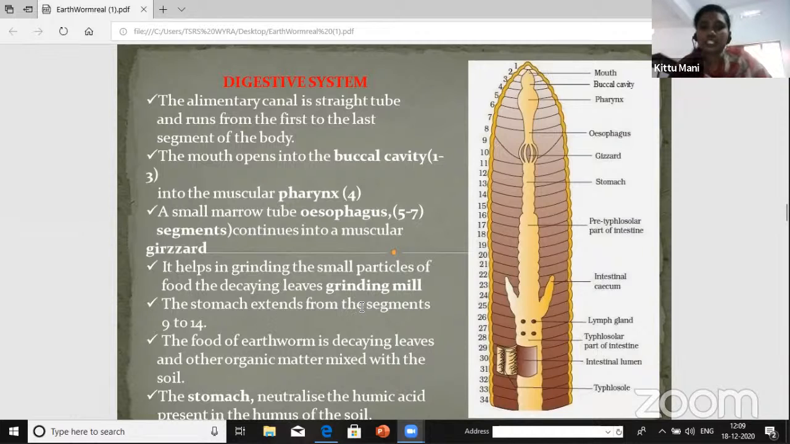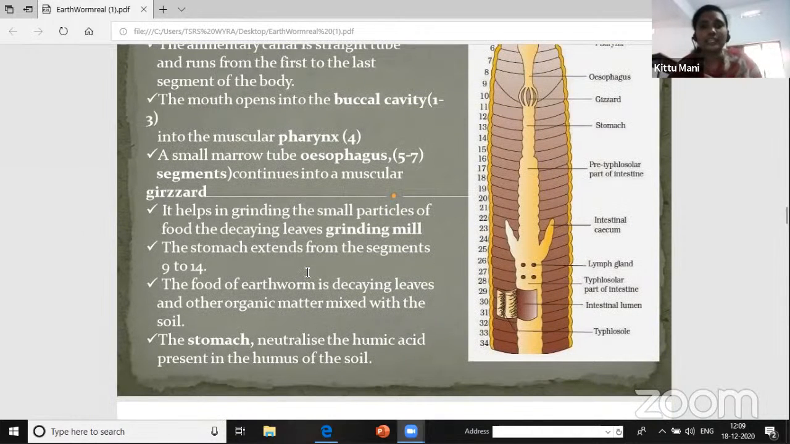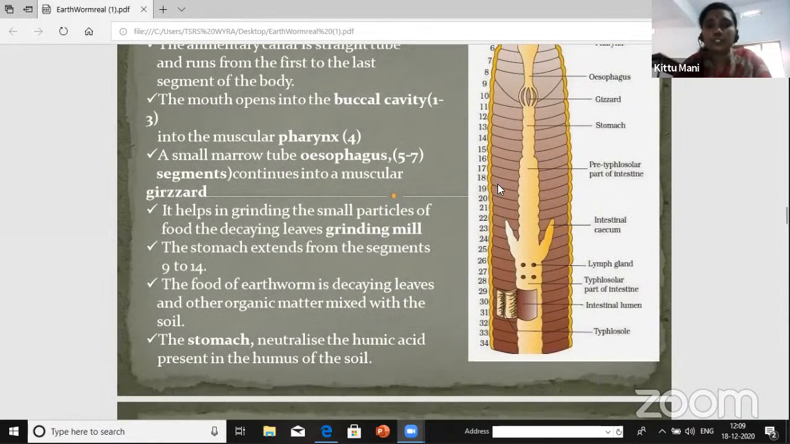The stomach extends from the 9th to the 14th segments. Which segments, students? 9, 10, 11, 12, 13, 14. Here we observe the stomach. The food of the earthworm is decaying leaves and other organic matter mixed with soil. We already know about this. And next, the stomach neutralizes the humic acid present in the humus of the soil.